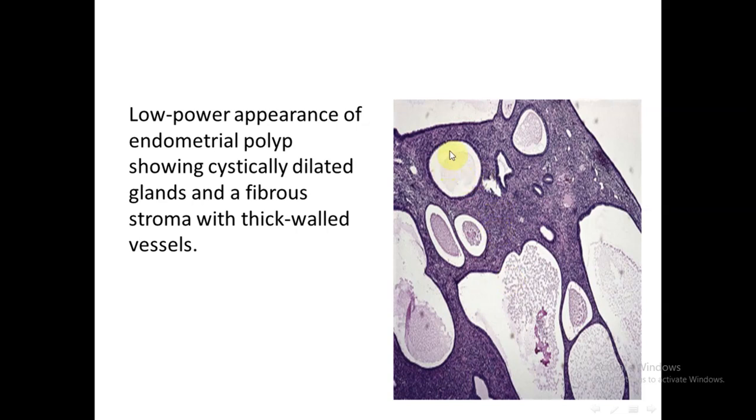We see these endometrial glands in their proliferative phase, showing cystically dilated structures. Each one of these glands is mildly hyperplastic with cystic dilation of the lumen and lined by proliferative epithelium. The stroma of this polyp is compact and contains thick-walled blood vessels, and these are characteristic features of the endometrial polyp.